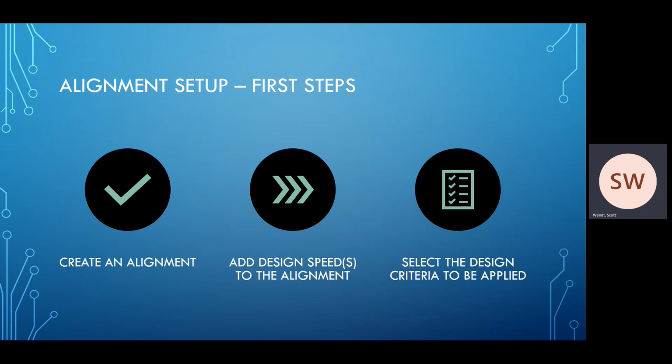Next, we want to add our design speeds to our alignment. We can have one or more design speeds. This will help to determine some of the values in our calculations. And then last, we're going to select the design criteria that we're going to apply when we run our calculations.